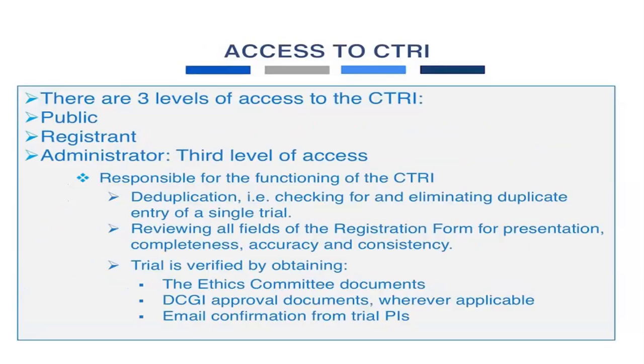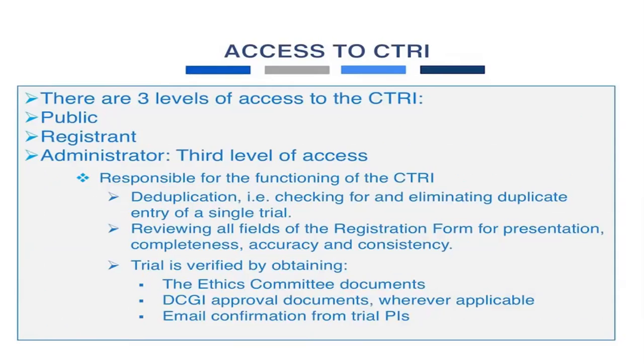So if we look at the access to the CTRI, as I already told you, there are three levels of access: public, registrant, and administrator. We are now on the third level of access, that is the administrator. The administrator is responsible for the functioning of the CTRI; this is the official appointed by the CTRI. What is the duty of this official who works as an administrator? His job is to find deduplication. That is, he or she will check for and eliminate duplicate entries of a single trial.